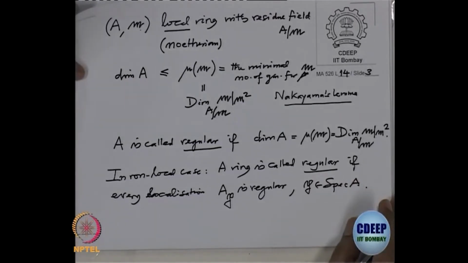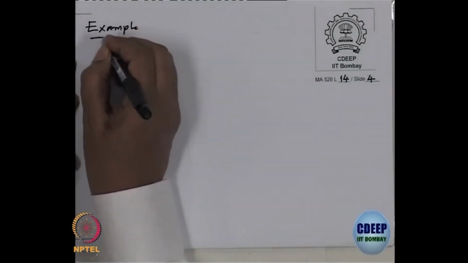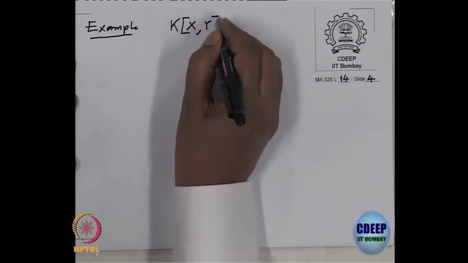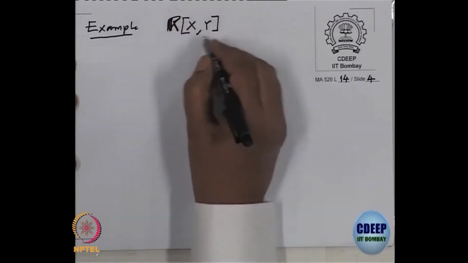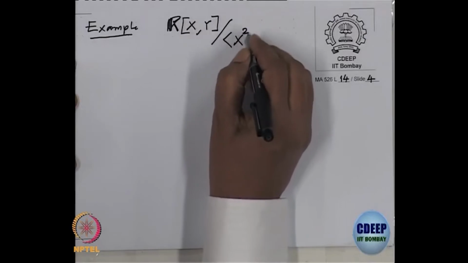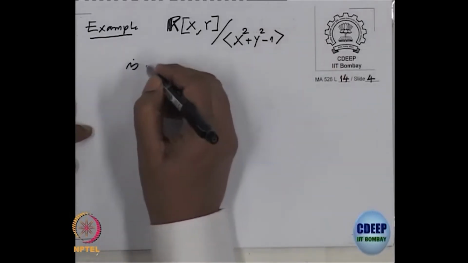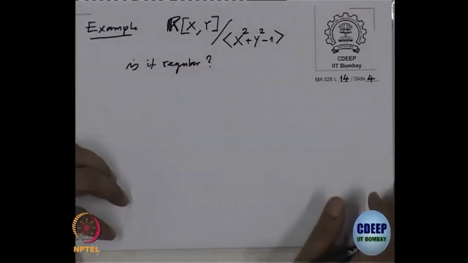Now, it is a big task: how do we test whether some given ring, or a given local ring, is regular or not regular? For example, if you take the coordinate ring of a circle over the reals, that is x squared plus y squared minus 1, is it regular? Okay.